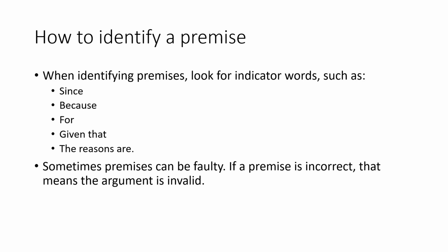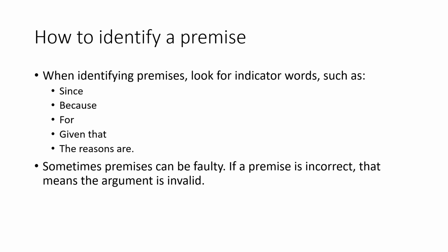Now I'll talk about how we can identify a premise. When identifying a premise, we should always look for key indicator words, such as since, because, for, given that, the reasons are, and etc.